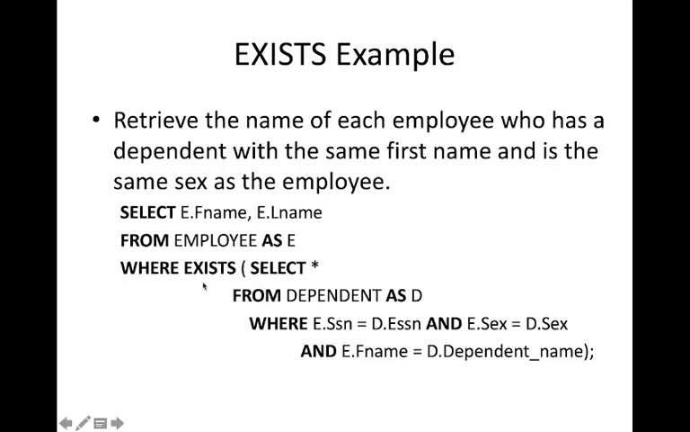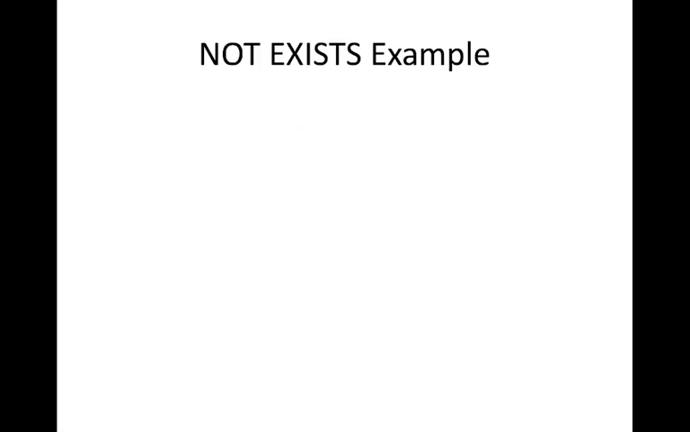EXISTS will return true if at least one row is obtained as output from this inner query. EXISTS is used in the where clause of nested queries. If there is no dependent which satisfies this condition, then this will return false, so this selection statement will return an empty table. So this is EXISTS, and similarly NOT EXISTS is also there.